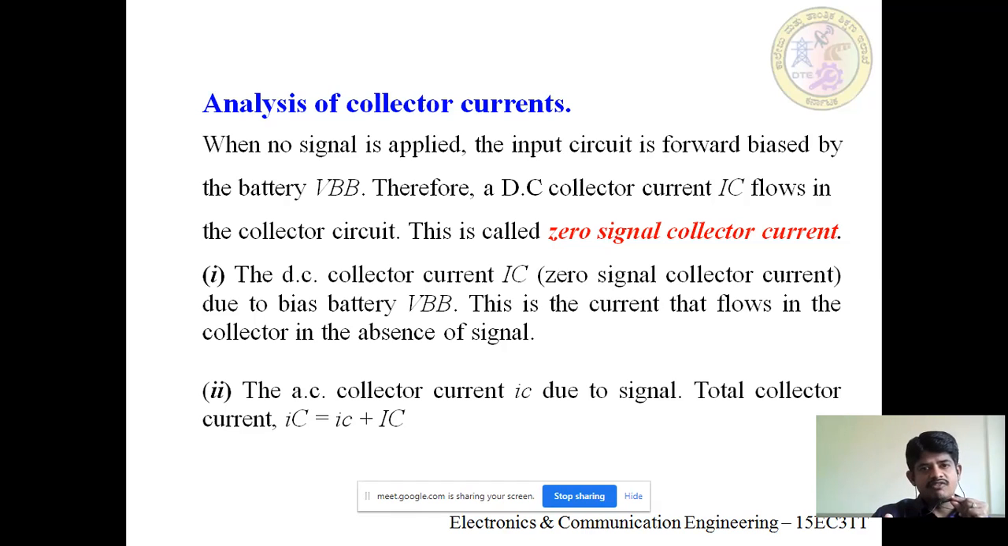You have not given any signal at the input, even then you are getting some output current. It is because of the base DC signal that you have applied. So we call it the zero signal collector current. When you give some AC signal, then you also have some collector current, which you indicate with small ic. That is the AC collector current. So the total output current will be small i capital C. It indicates that it has both AC and DC. Small ic indicates the AC signal, capital IC indicates the DC signal. So that will be present in the output of the amplifier.